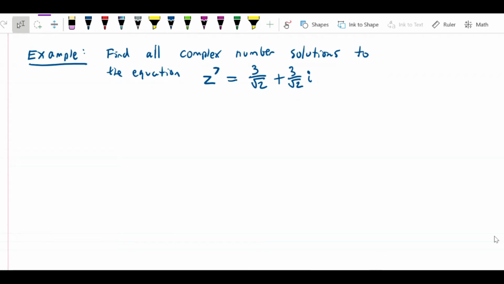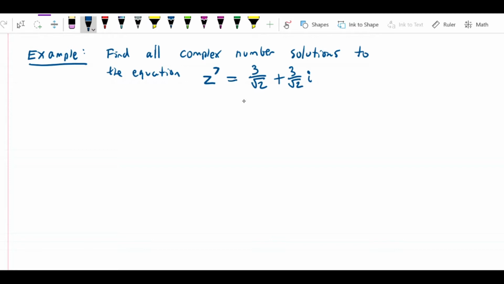So let's do one more of these. Let's find all complex numbered solutions to the equation z to the seventh equals 3 over root 2 plus 3 over root 2i. The thing to recognize is that this is really the same thing as being asked to find all the seventh roots of the complex number that's given, because recall that an nth root is defined as a number such that when we raise it to the nth power, we get the original number back.